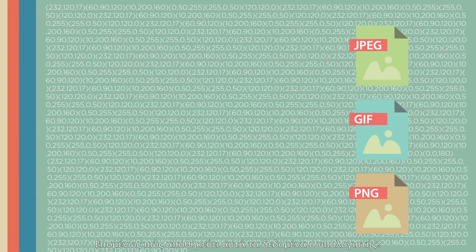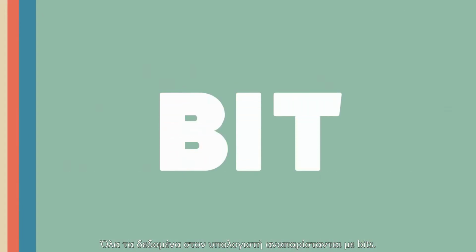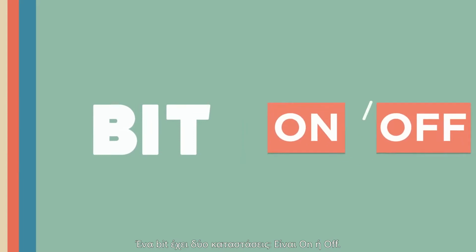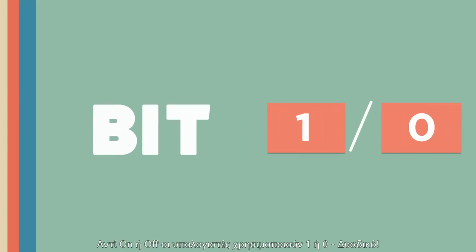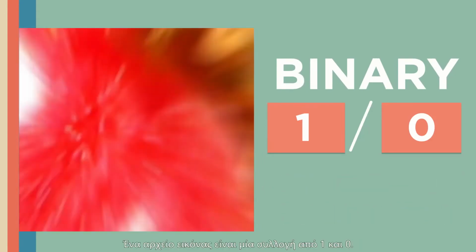So how does the computer store all that data? All computing and digital data are represented by bits. A bit has two states, it's on or it's off, but instead of on or off, computers use ones and zeros, binary. So an image file is actually just a bunch of ones and zeros.